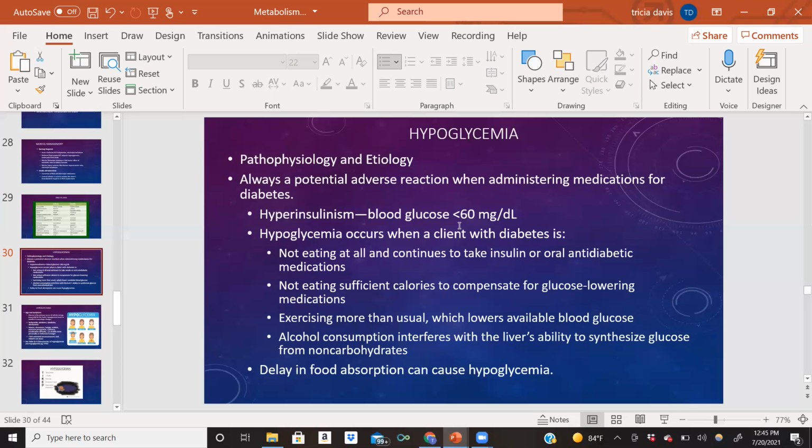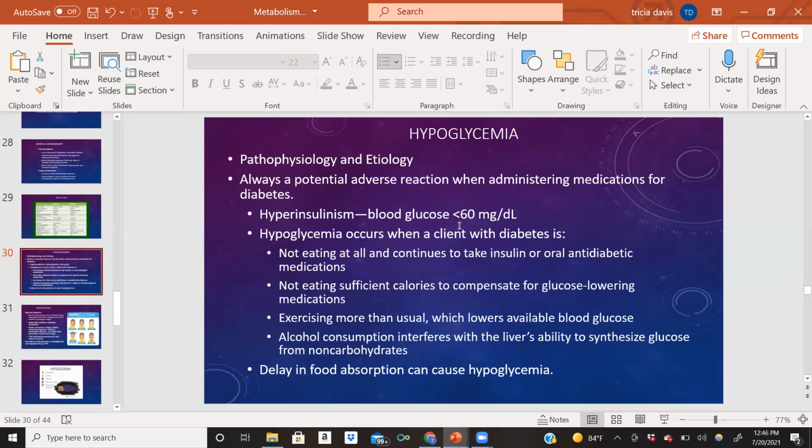Well, insulin is the same thing, just like our blood pressure. If our patients have high blood pressure, we give them blood pressure medicine. We know that we're always monitoring them because we know they're at risk for developing low blood pressure. So blood sugar is the same thing. So you have a patient that has elevated blood glucose, we give them insulin. We need to monitor these patients for the development of hypoglycemia. So it is caused by hyperinsulinism. So we give them too much insulin.